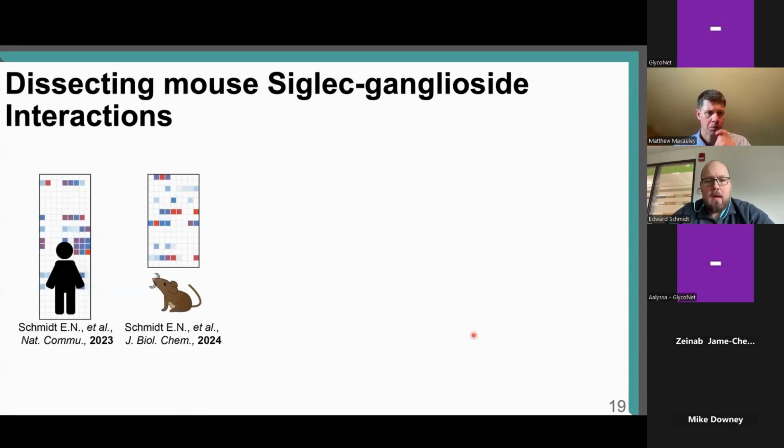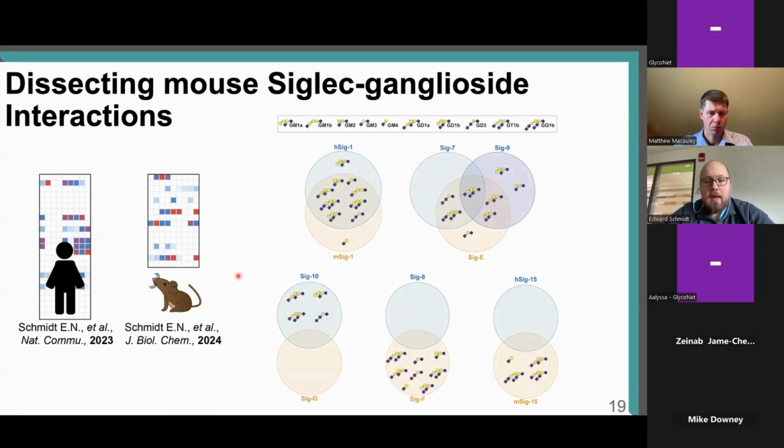So using this assay in complement with the other data that I just showed, with the help of a fantastic undergrad who I think has now just graduated with her Doctor of Pharmacy degree, Su Yan, we helped to screen the entire murine Siglec family against the same glycolipids. And we were able to compare human Siglec binding to gangliosides with mouse Siglec binding.